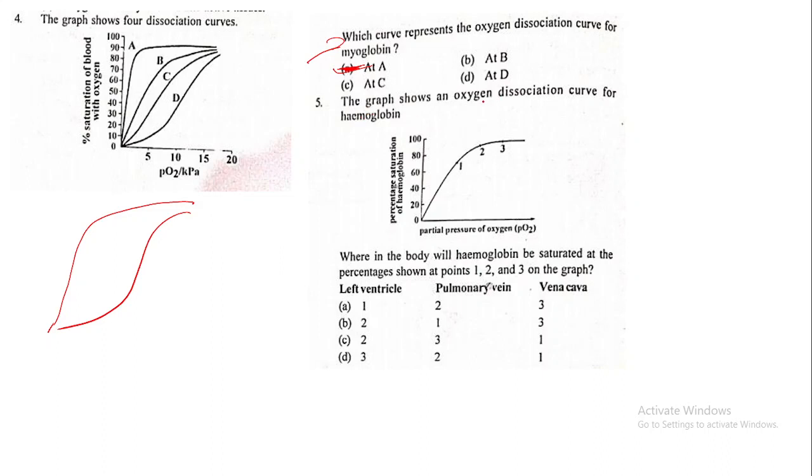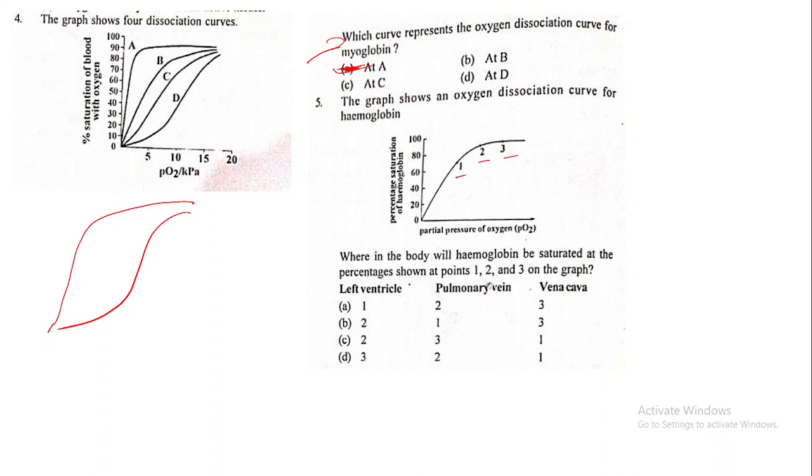The graph shows an oxygen dissociation curve of hemoglobin. We know that. Fine. Next. Where in the body will the hemoglobin be saturated at the percentages shown at point 1, 2 and 3? The graph. So, what is the question they are saying? Just listen to the options, the right answer now.